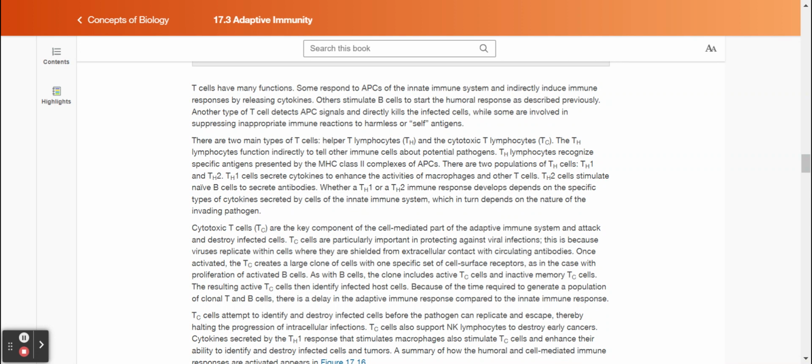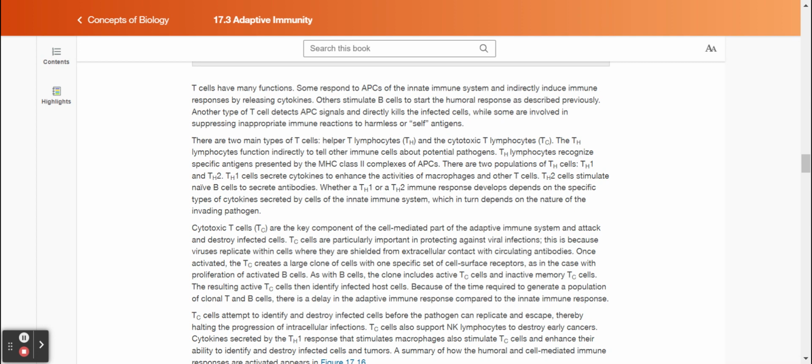There are two main types of T cells: helper T cells, helper T lymphocytes, TH cells, and the cytotoxic T lymphocytes, TC cells. The TH lymphocytes function indirectly to tell other immune cells about potential pathogens. TH lymphocytes recognize specific antigens presented by the MHC class II complexes of APCs. There are two populations of TH cells. There are more than two. Th1 and Th2.